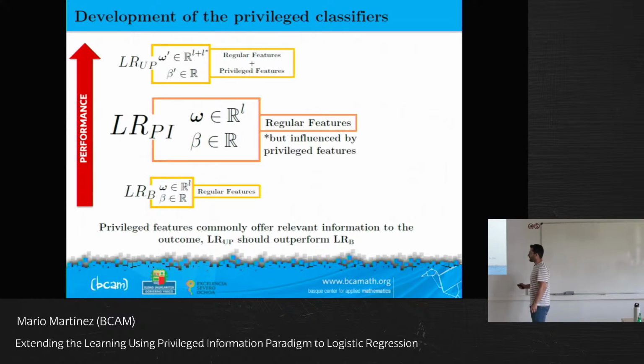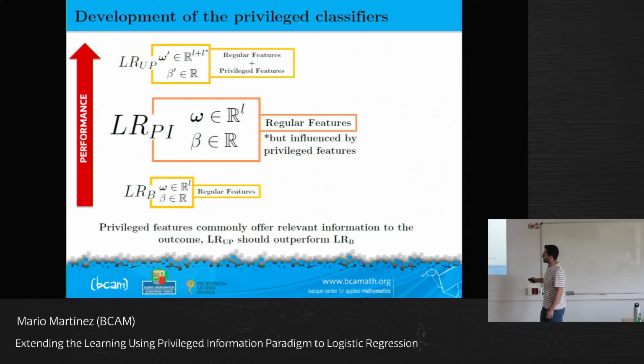Our objective here is to propose a privileged model which takes regular features as inputs and is influenced by privileged features, that could overcome the base classifier. Theoretically, this model is going to be placed between the unreal privileged model and the base classifier.